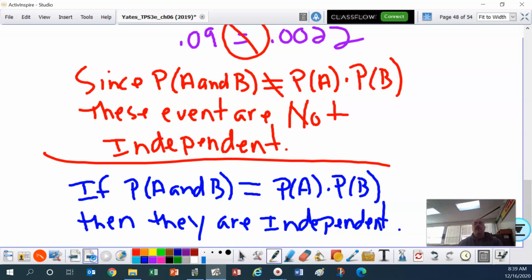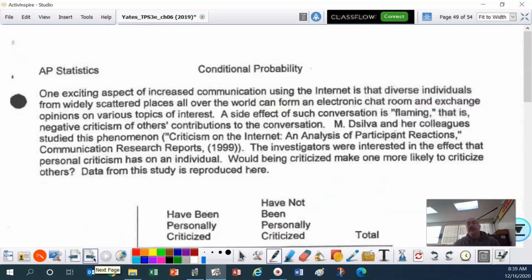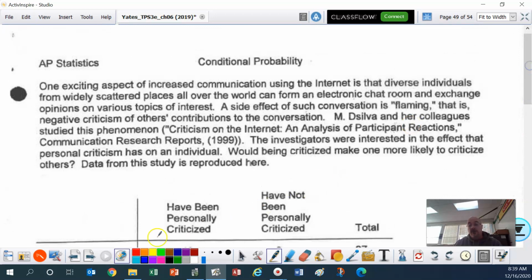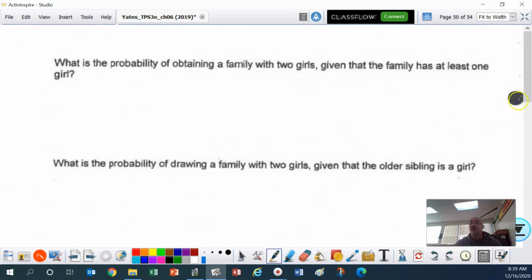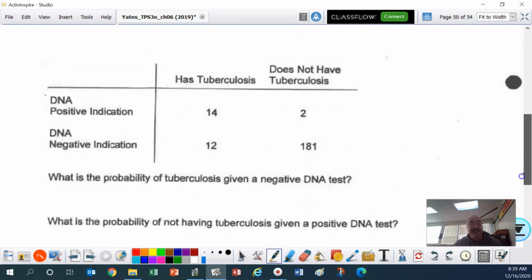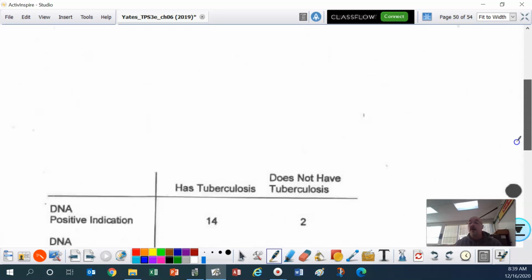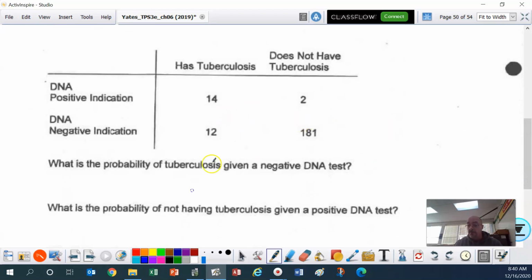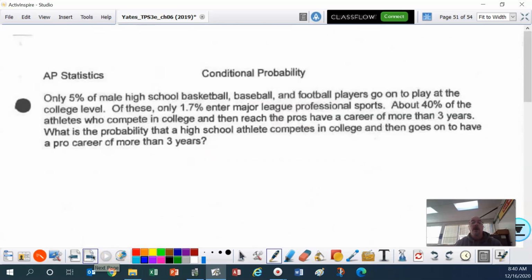I'm up to 37 minutes. All right, these are just some more examples. I'm not going to go through them. I think the examples that I went through are good enough. These are interesting. I like doing these because they deal with different things, but it's the same process of setting up your conditional probability and probabilities based on a table.